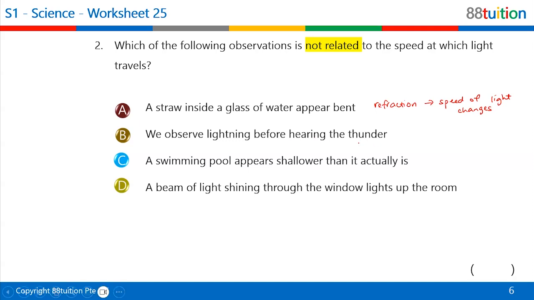Now, we observe lightning before hearing the thunder. Why is it that we see the light first before we hear the sound? Because the speed of light is faster than the speed of sound. Okay, so the speed of light is faster than the speed of sound.